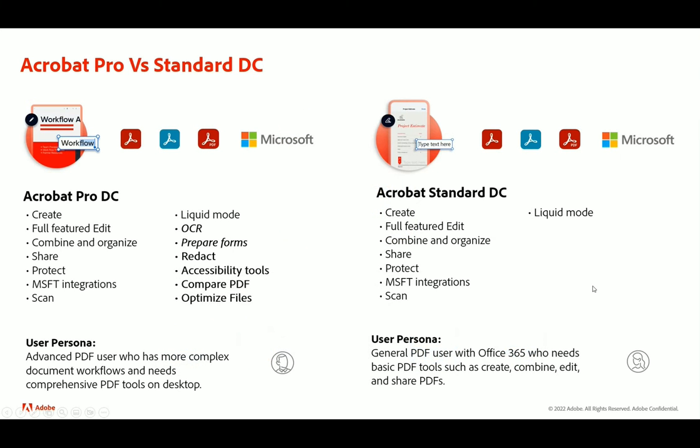So here are some tips and tricks, but before I get into that, there's also another piece of information that I want to share with you. As you know, we have various versions of Acrobat licenses out there. Our two foremost Acrobat licenses are either Pro or Standard, and we give all our functionality in Acrobat DC Pro. So things like doing OCR on a document, preparing a form, redaction, accessibility tools, comparing files, optimizing or compressing files. Full-fledged is there in Pro.